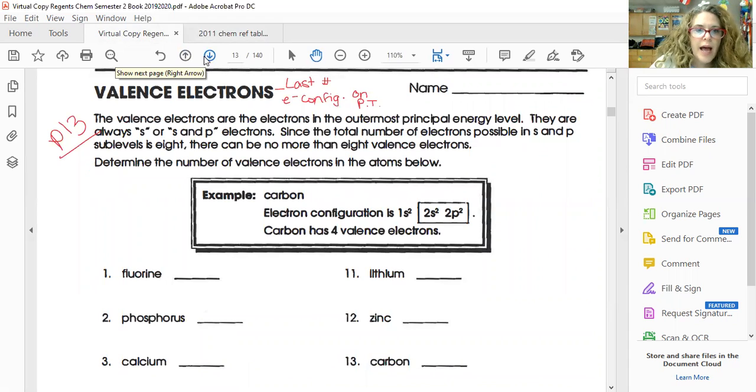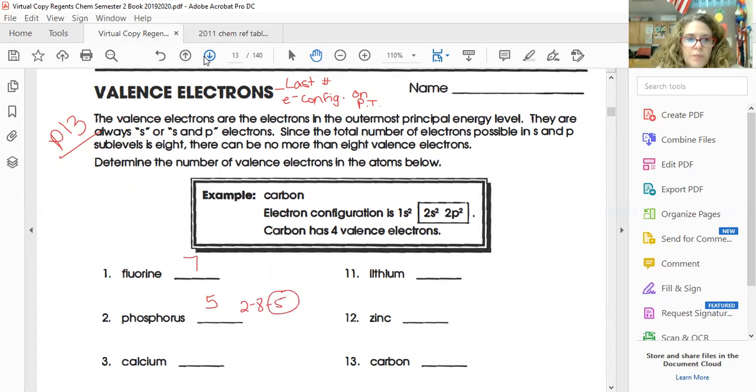Fluorine has 7 valence electrons because it is in group number 17. I'm just going to grab my reference table so I have a quick peek to double check in case I forget one, which I usually don't. So phosphorus has 5, right? Because the last number in the electron configuration is 2, 8, 5. So phosphorus has 5 valence electrons. It needs to make 3 bonds to get up to 8 valence electrons.